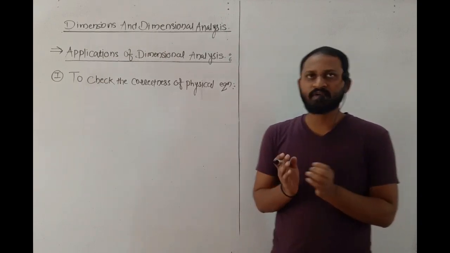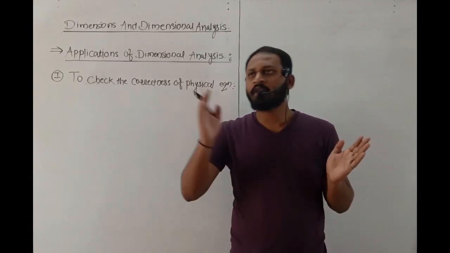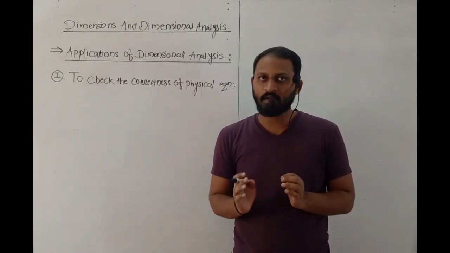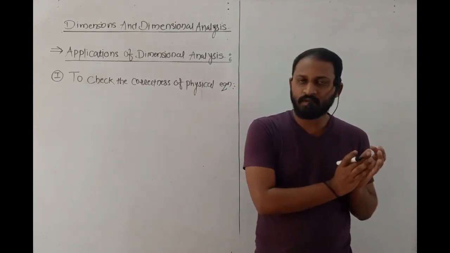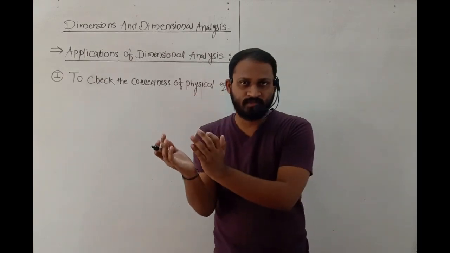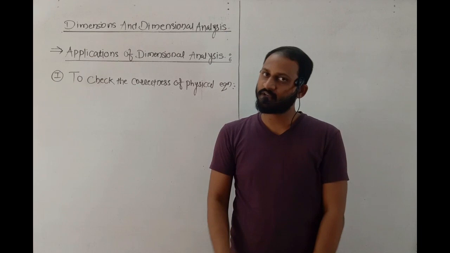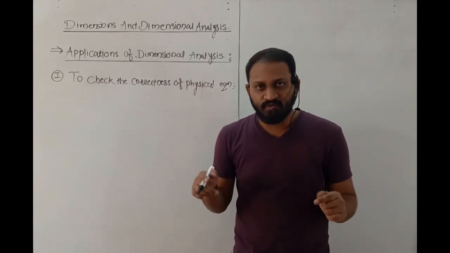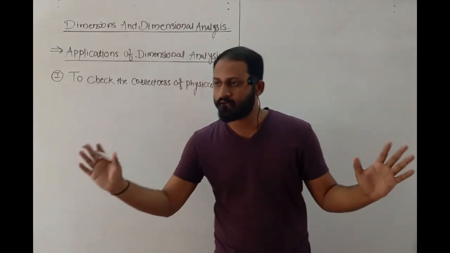That is, an equation has a left hand side equals to something on the right hand side. If the dimensions on the left side are equal to the dimensions of the right hand side, then the equation is correct. This is called the principle of homogeneity.